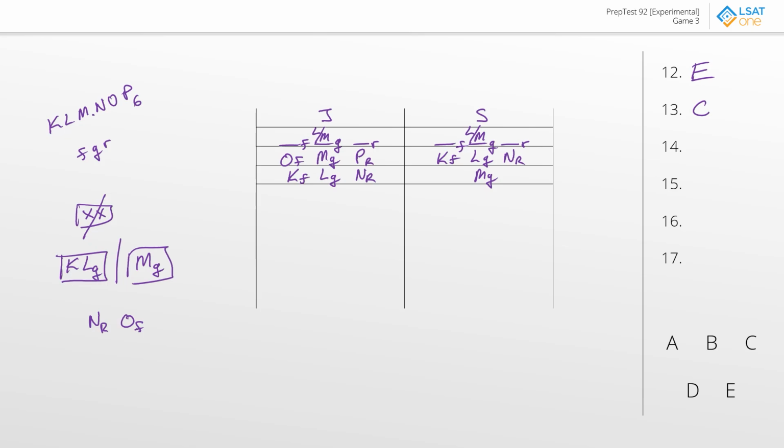And who's left? We have O. O has to speak French permanently, so that goes here. And then we just have P, who is going to be the Russian speaker. Nice. So to the question, which of the following now must be true?